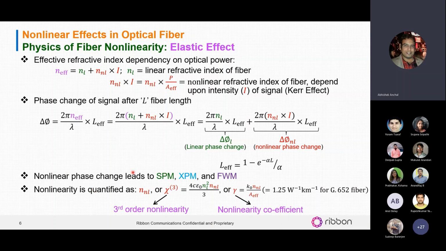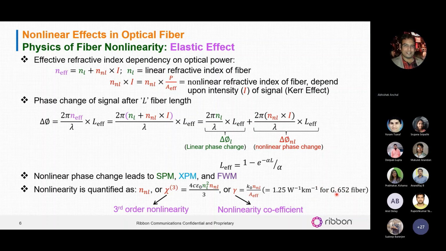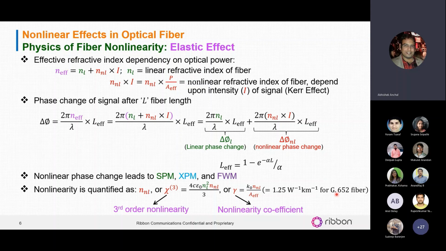Now, you can see this nonlinearity, or nonlinear refractive index, in various terms in the literature, either as a nonlinear refractive index or third-order nonlinearity, also defined as chi3, which depends upon the nonlinear refractive index. Or, more generally, you can see in the data sheet the value called gamma, the nonlinearity coefficient, which again depends upon this nonlinear refractive index. A typical value of gamma is 1.25 per watt per kilometer for a standard single mode fiber, G652. Some fibers are higher, some are lower. We'll see that in later slides.